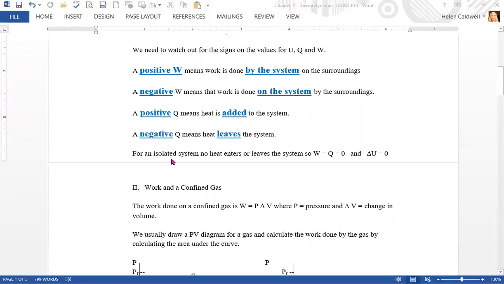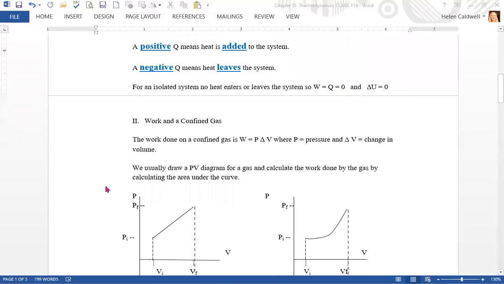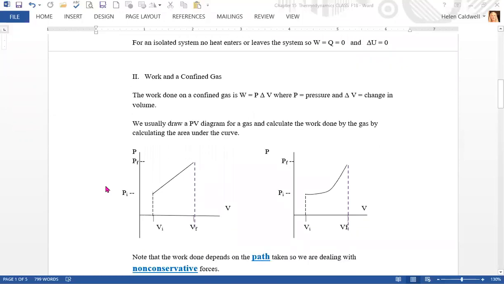So if you've got an isolated system and heat's not allowed to enter or leave, the work done will equal 0, the change in heat energy will equal 0, and the change in internal energy is going to be also 0. So let's look at work in a confined gas.